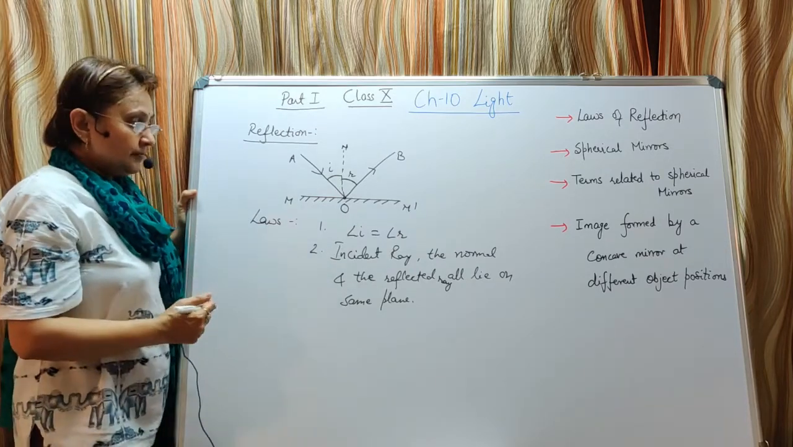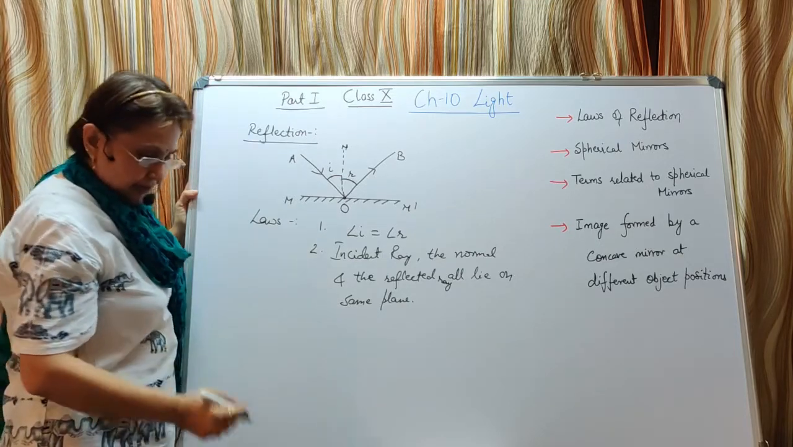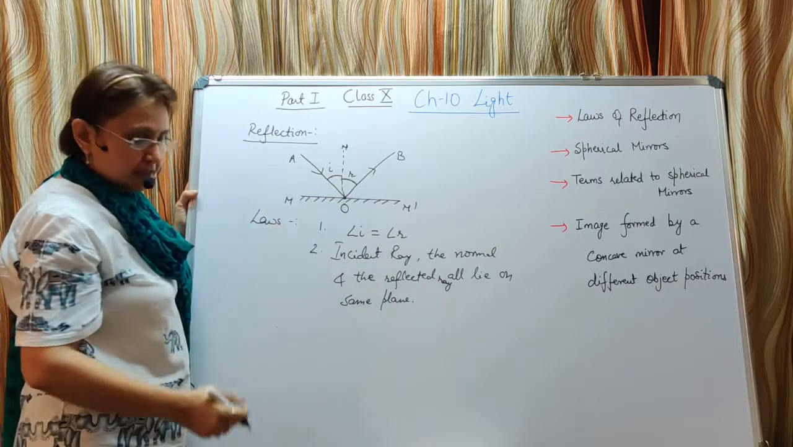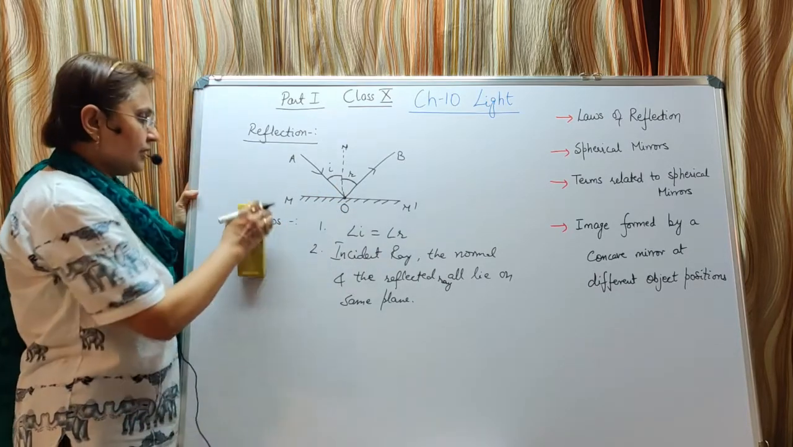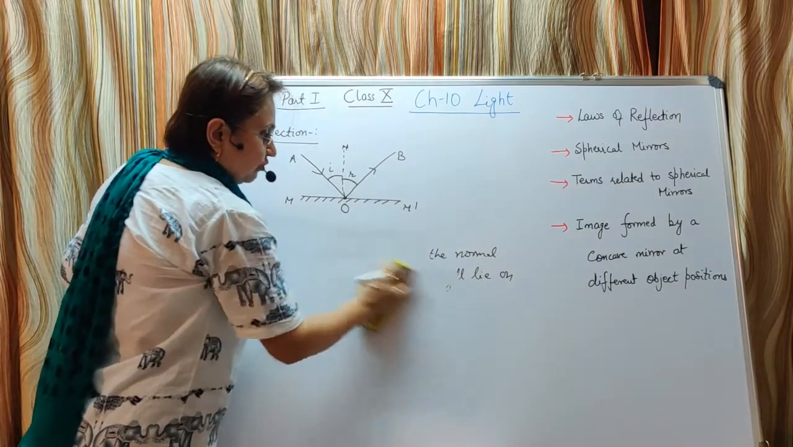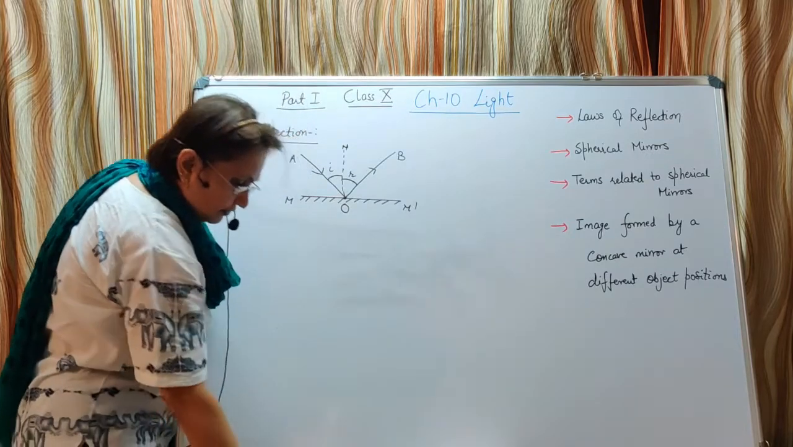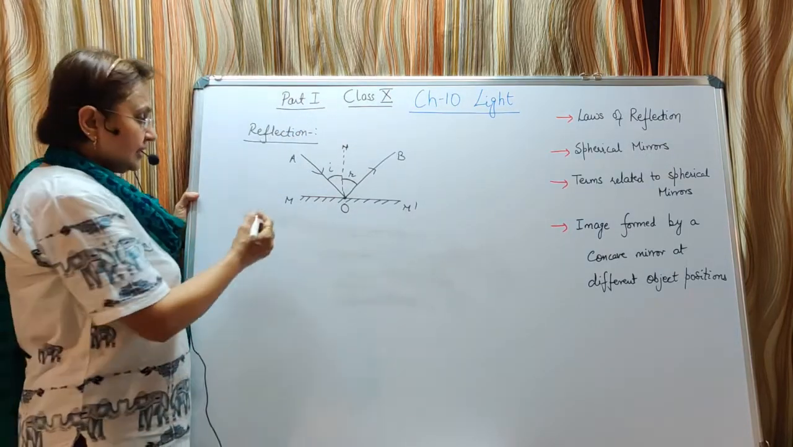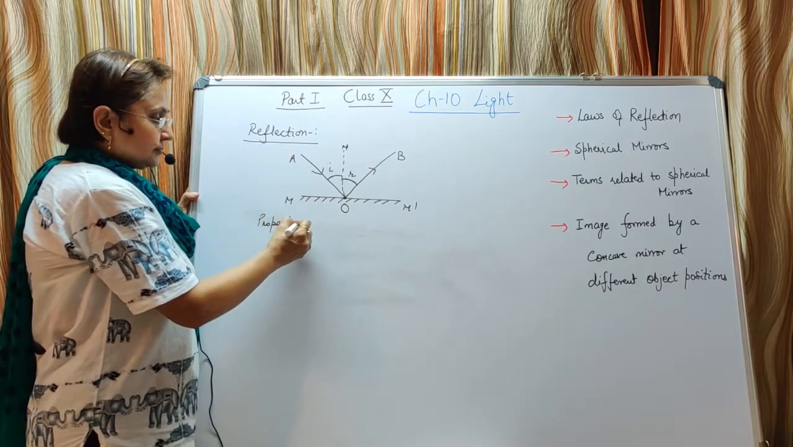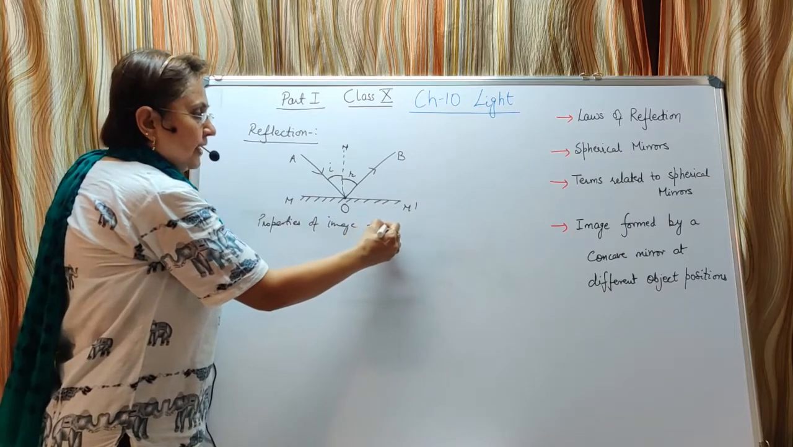Now let's study the properties of the image formed by a plane mirror. This mirror is a plane mirror. When the surface of the mirror is plane, it is called a plane mirror. The mirror which you use at home is a plane mirror. So, the properties of the image formed by a plane mirror.